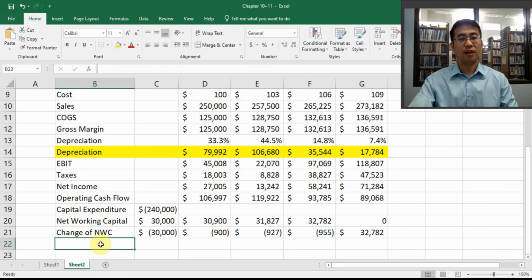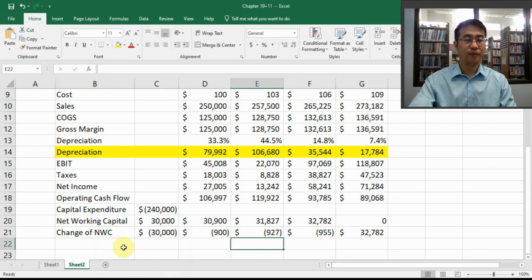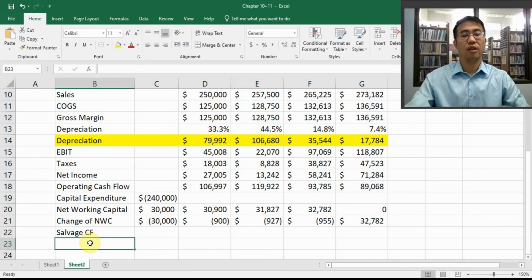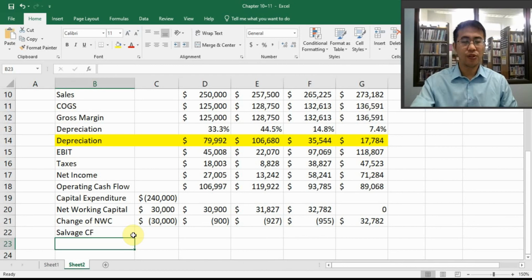Alrighty, and the last one is the salvage value. So for the salvage cash flow, it is the machine residual price at the market level. After 4 years, you're going to sell off the machine, and you need to know how much you would receive from the machine. Also, you need to pay capital gains taxes if the market price you sold the machine at is higher than the book value of the machine.